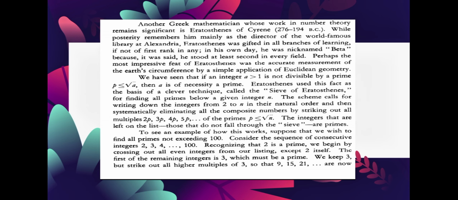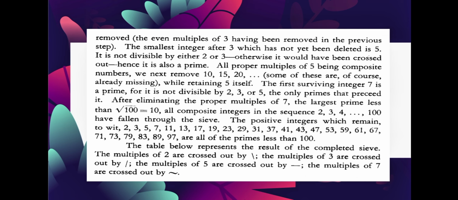To see an example of how this works, suppose that we wish to find all primes not exceeding 100. Consider the sequence of consecutive integers 2, 3, 4, and so on up to 100, recognizing that 2 is a prime. We begin by crossing out all even integers from our listing, except 2 itself. The first of the remaining integers is 3, which must be a prime. We keep 3 but strike out all higher multiples of 3, so that 9, 15, 21 are now removed.